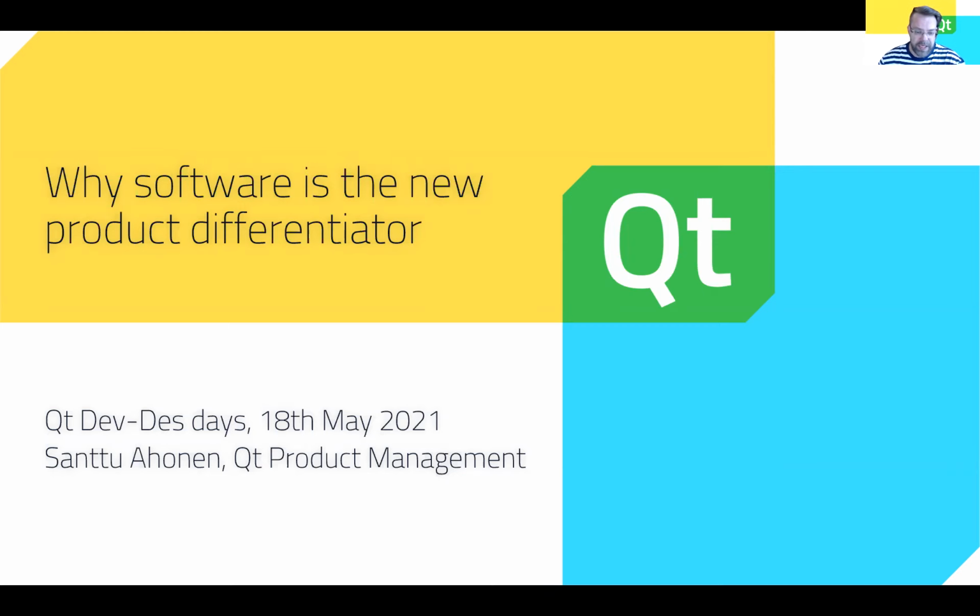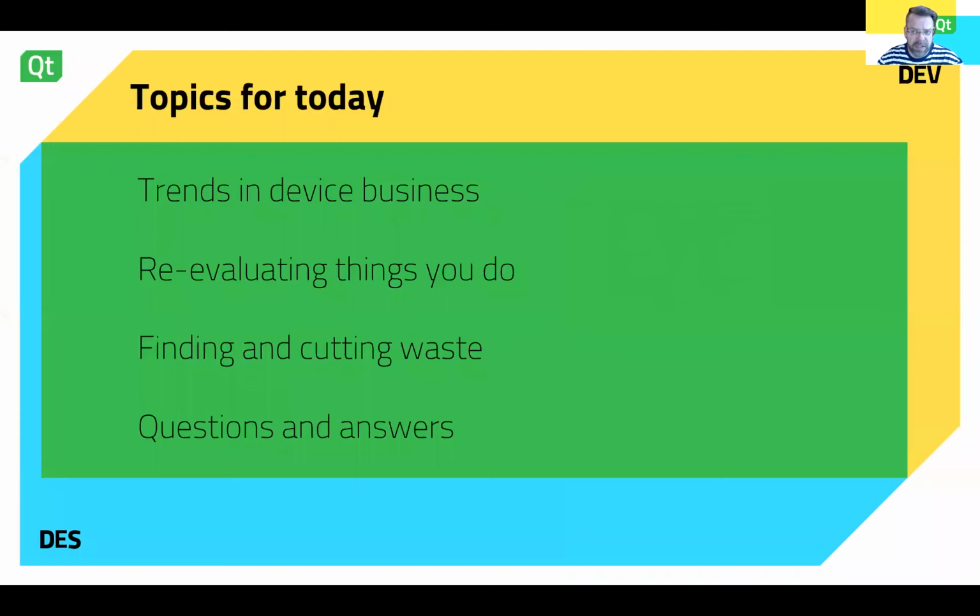So my topics today: I'm talking about some of the trends we see in the device business. I'm talking about the importance of re-evaluation of things to do, and finding and cutting waste in the organization, and how Qt tools can help you there. And then at the end of the video, you can jump to the live questions and answer session, where I'll be answering whatever questions you may have regarding the topics of the day.